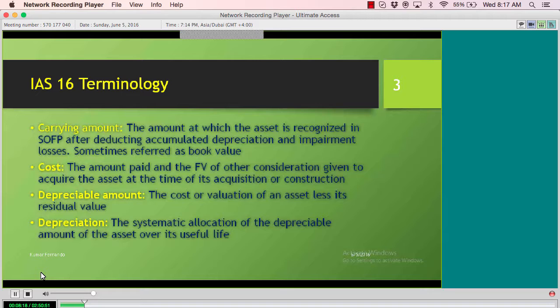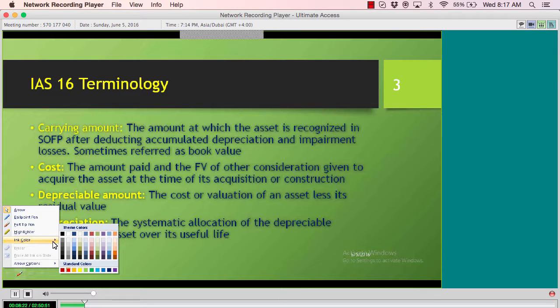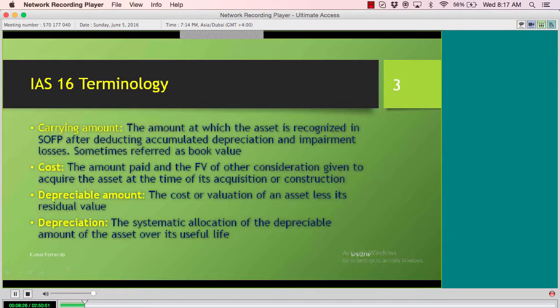So, for example, if you buy a machine today for $100,000 or whatever the currency, that will be your cost. Let's assume that this asset will have a useful life period, or economic life period, of 5 years. Let's assume after 5 years, we can sell this asset for 20,000. That's what they call residual value. After using it for the useful 5 year period, we can sell it for 20,000. That's what we call residual value.